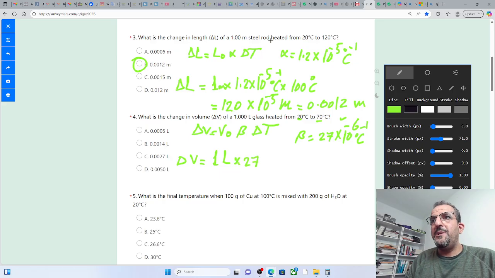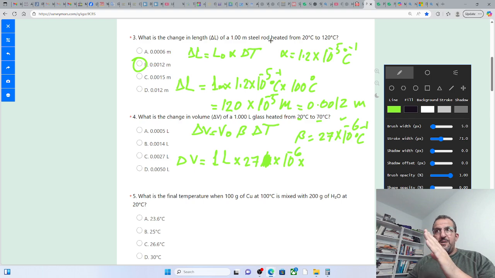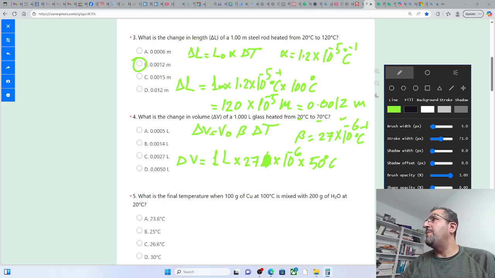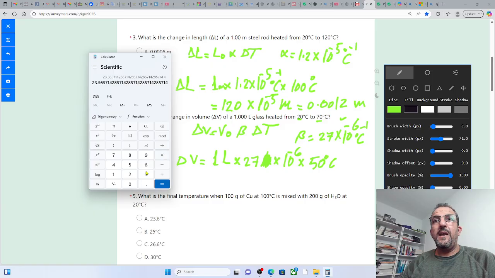So now you will see that delta V is equal to the original volume, which is 1 liter, times beta, 27 times 10 to the power minus 6, and then times change in temperature. So change in temperature is 70 minus 20, so you will have here 50 Celsius. Do simple calculations. So we have 1 times 27, so we have 27 times 50.